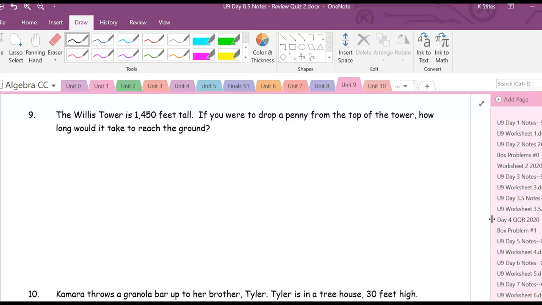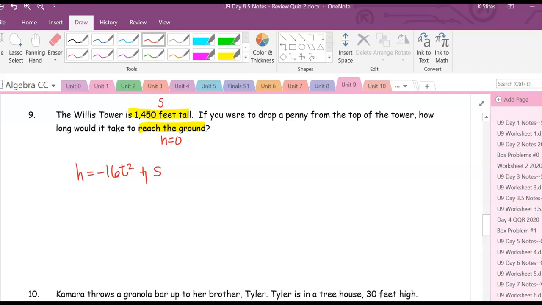All right, next, the Willis Tower is 1,450 feet tall. If you were to drop a penny from the top of the tower, how long would it take to reach the ground? Okay, so we're dropping the penny from the top of the tower. That makes this my starting height. And remember, when we reach the ground, that's going to be my ending height, which is just a 0. Since there is no velocity here, we are using the equation that does not have a velocity.